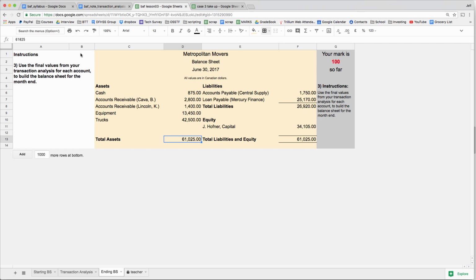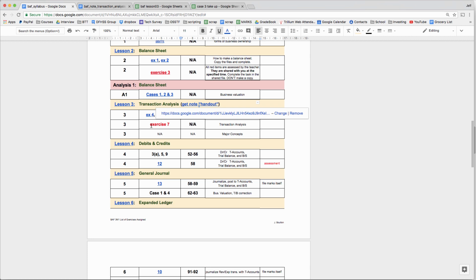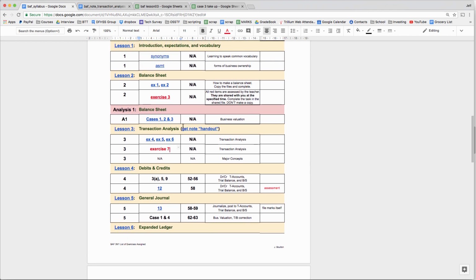So let's try these for practice. We got 3 exercises for transaction analysis, and then we'll try to mark one and see how everybody's doing.